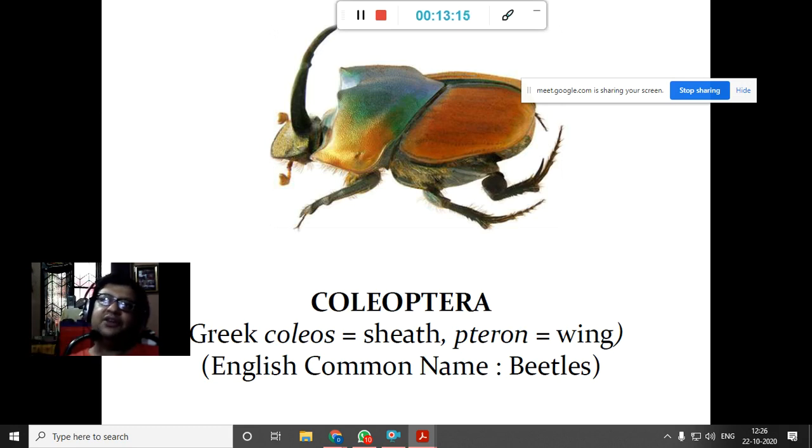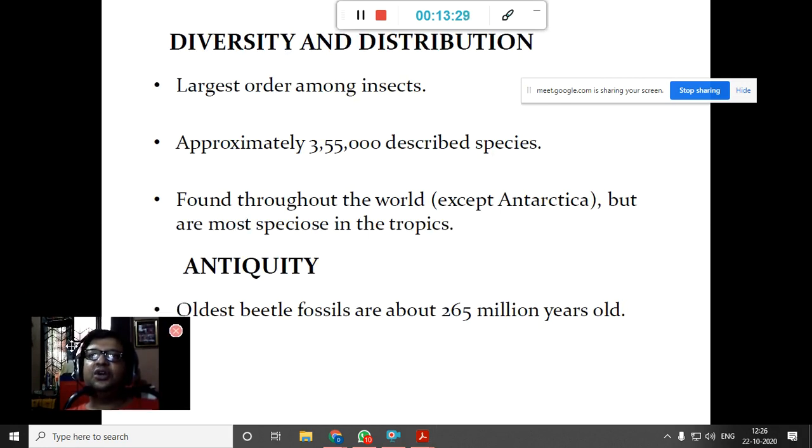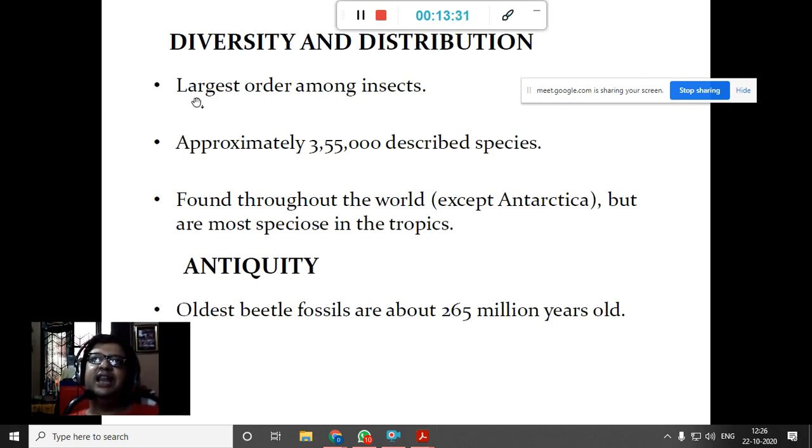So the Greek name is Coleos, and the English common name is beetle. So they are the group Coleoptera. It means a sheath. To talk about their diversity and distribution, this is the largest order among insects. The maximum number of beetles are found among all the insects. Approximately 3,55,000 species have been described in this world, found throughout the world except in Antarctica, but most species are in the tropics. Maximum diversity of species.